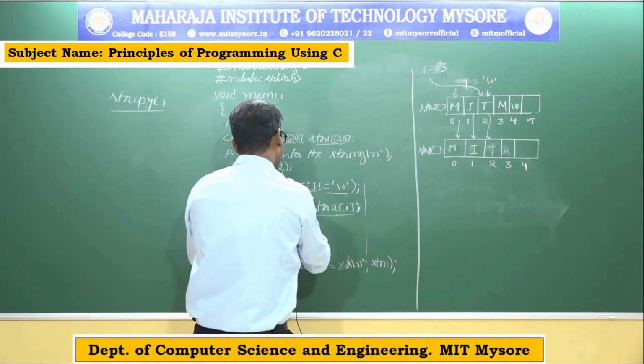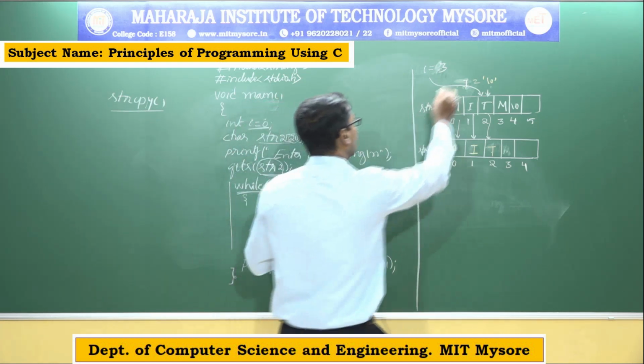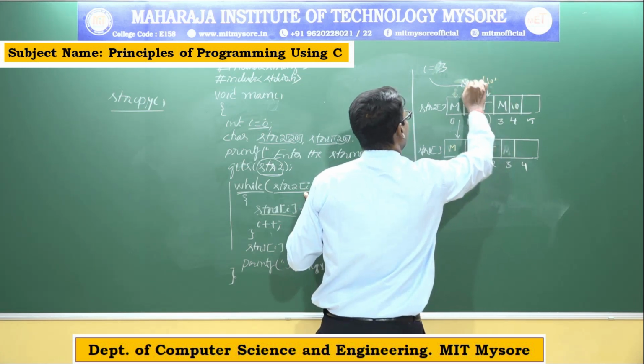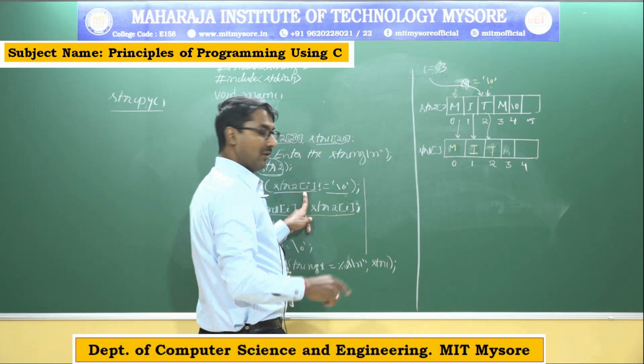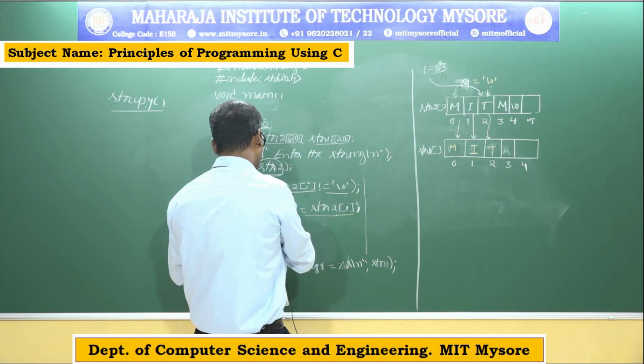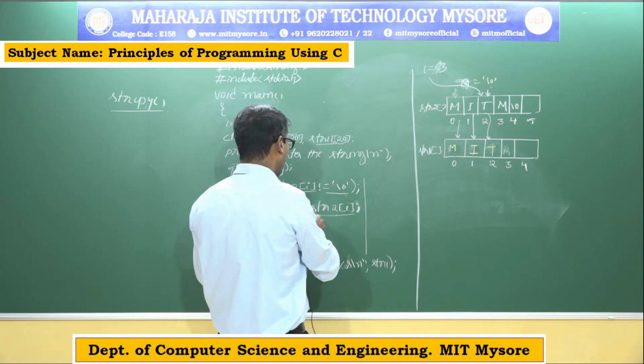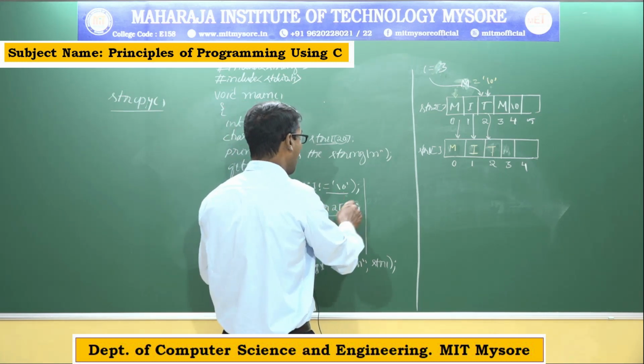So str2 of 3 not equal to null. str2 of 3 is m. m not equal to null. Yes. Once again, the condition is true. Once this condition is true, str1 of 3 is equal to str2 of 3.